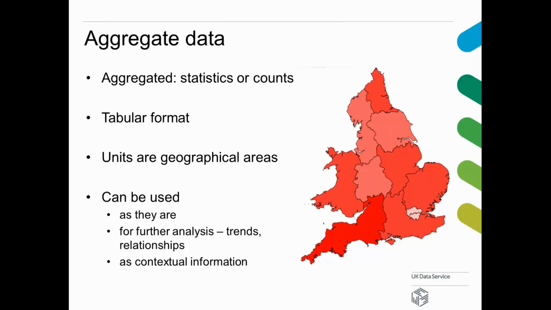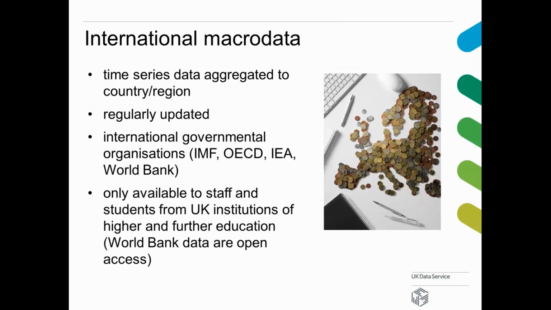Now people can use these just as they are. They can also use them for further analysis, so to have a look at trends and again relationships between different attributes. And they're also quite often used as contextual information alongside individual level data. Now the first set of aggregate data is the international macro data. Now these are data that have been aggregated to a country or regional level. These are time series data, and depending on the particular database, they can be available annually, quarterly or monthly, and they're updated really very regularly.